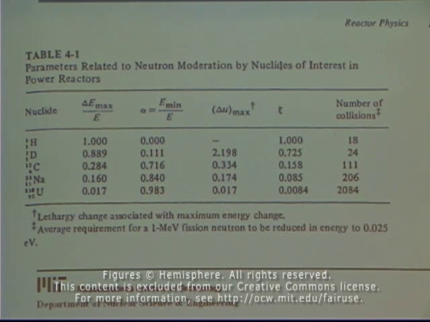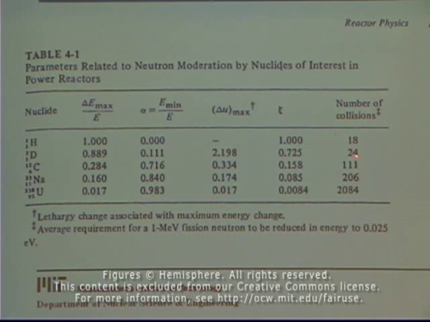You can see the amount of energy change over the certain energy. Uranium-238 is not a particularly good moderator. However, deuterium is a very good moderator, as is hydrogen. And sodium, just for the record, is not a very good moderator, and we use sodium for fast reactors. So what we're trying to do is understand the number of collisions required to thermalize a neutron.